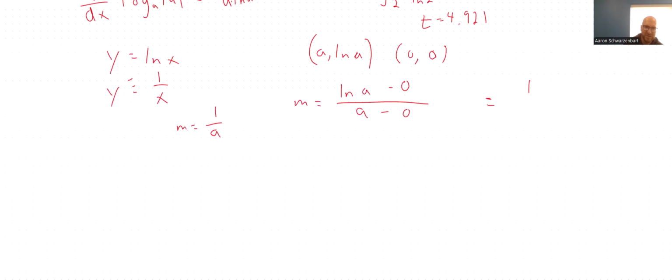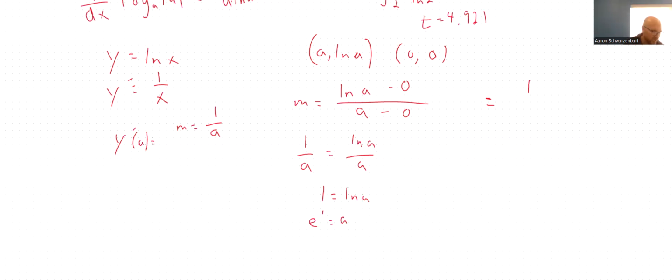At this point, A is my x coordinate. Y prime of A was simply 1 over A. So 1 over A equals, when I simplify this, I get ln A over A. Well, I can see the A's are on the bottom. I can multiply both sides by A and they'll cancel. I'll end up with 1 equals ln A. I could convert, and I'm going to end up with A equals e. I've got base e here. e to the first equals A. So e is the number for A.